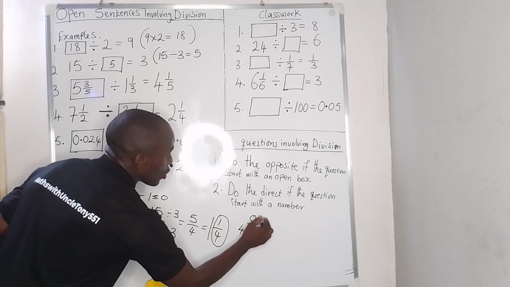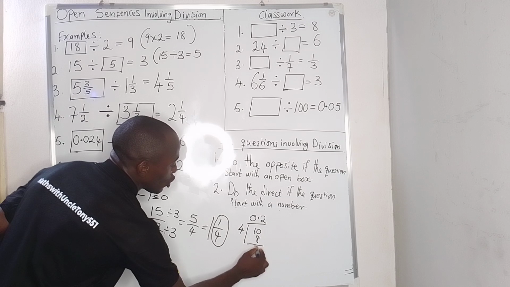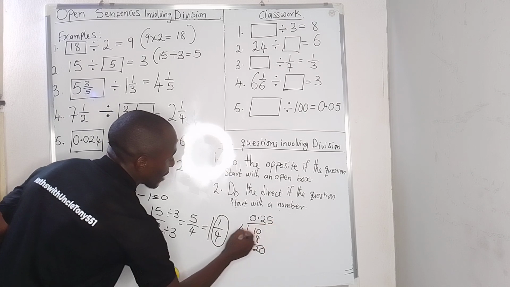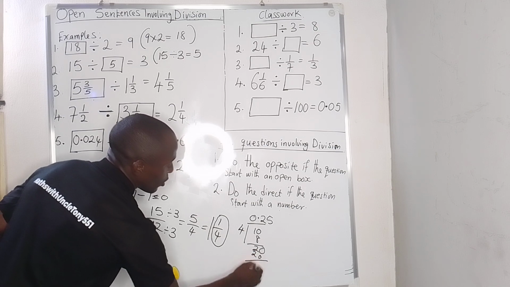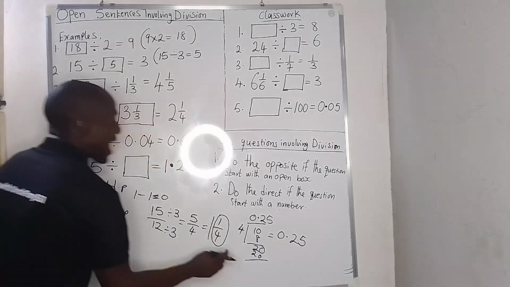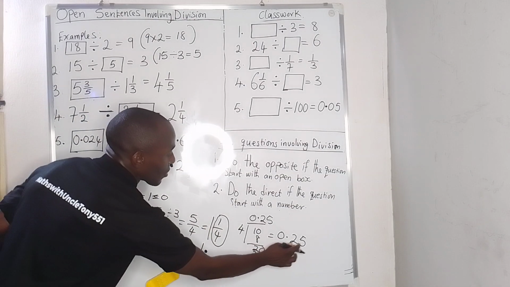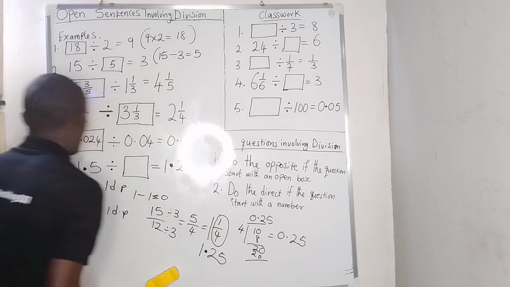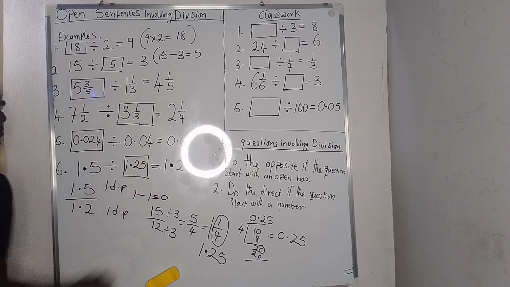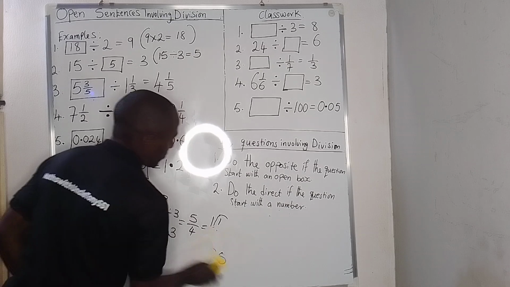4 into 10 goes 2 times. 2 times 4 is 8. 10 take away 8 is 2. 4 into 2 cannot, we add 0. 4 into 20 is 5. 5 times 4 is 20. 0, that is the same thing. So our answer is 0.25. So we add it to this one. It becomes 1.25. We can confidently put 1.25.